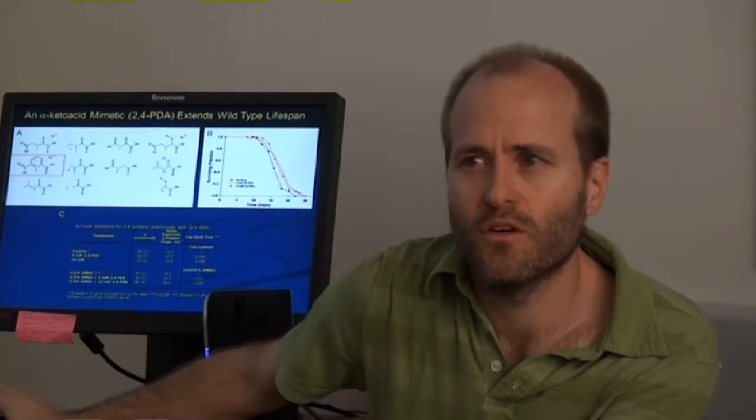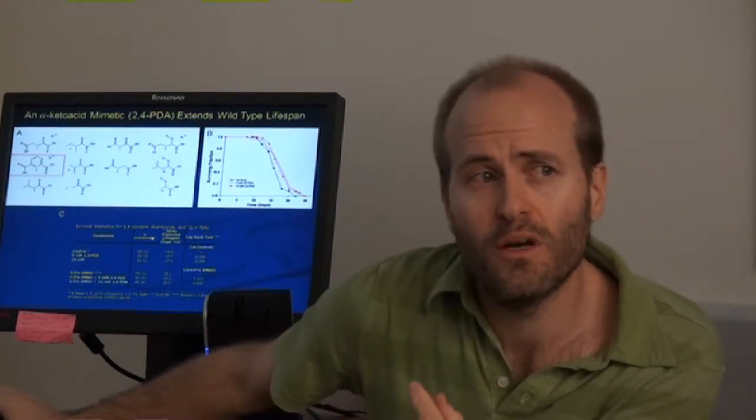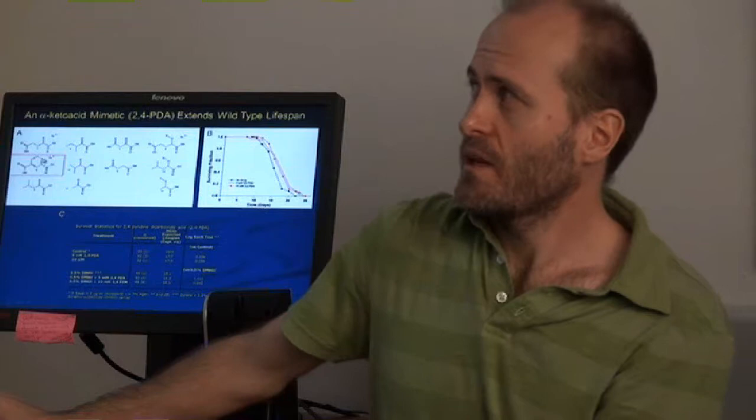The bacteria metabolize them, as you might expect. And the worms don't grow on dead bacteria. But it took us a long time to prove that, and we showed that nicely with NMR. I'm going to show you the data. But what we did find in the course of all these experiments is that one compound that was stable to the metabolism by bacteria was this 2,4-PDA, this compound up here.